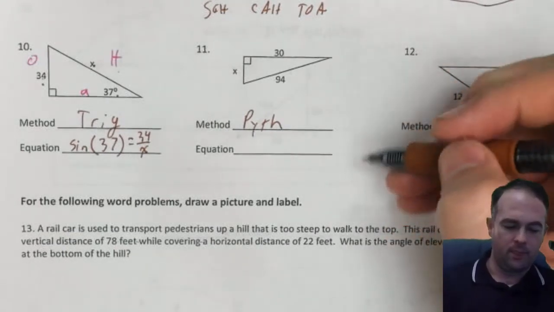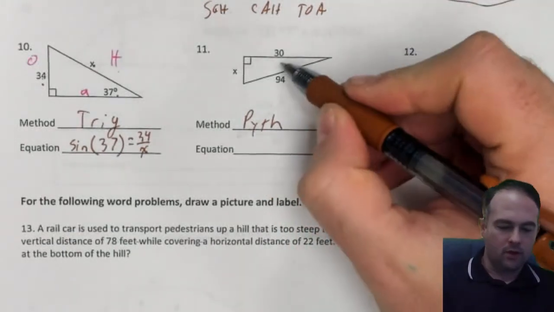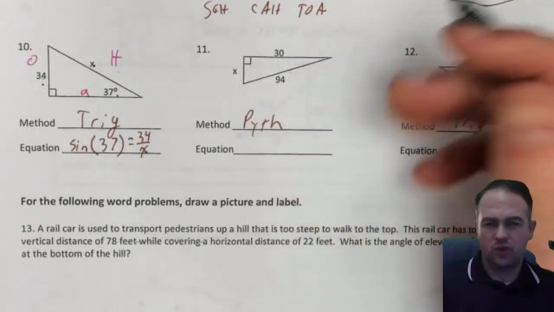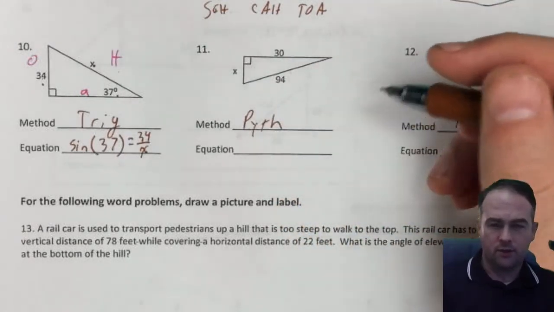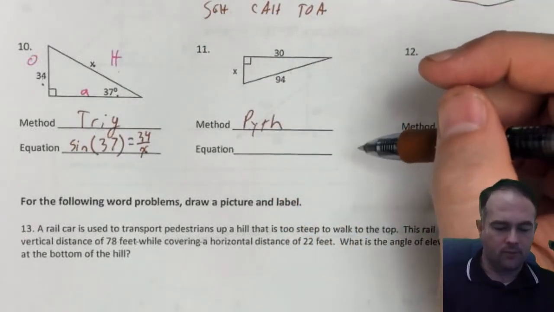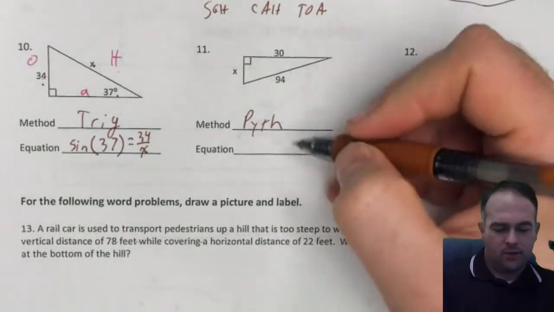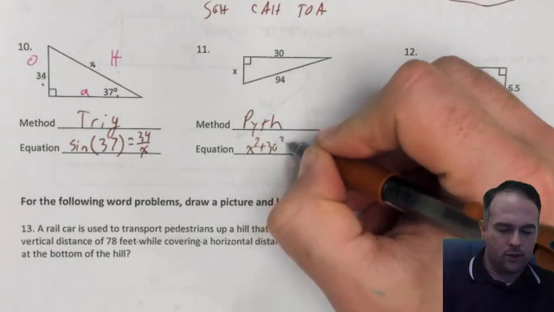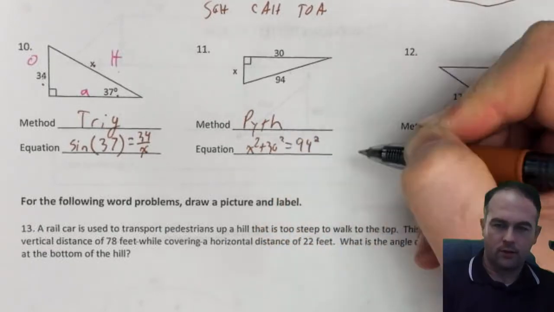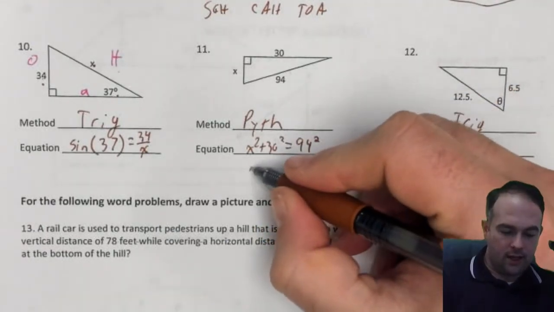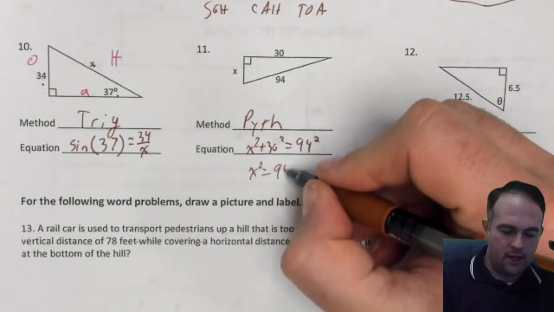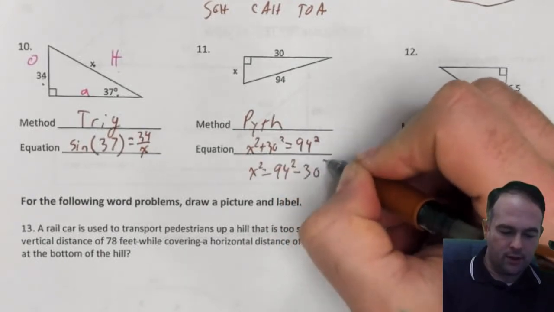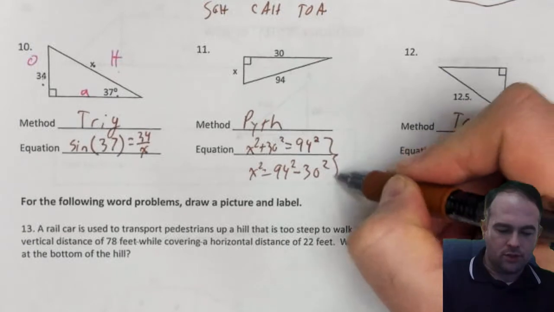Let's keep on moving. Pythagorean theorem. We've got to set this whole thing up. There's two ways of writing this. Some teachers do the modified Pythagorean theorem. So the two ways you could write it is you could say x squared plus 30 squared equals 94 squared. Another way of writing it is saying x squared equals 94 squared minus 30 squared. Either one of those two is acceptable.